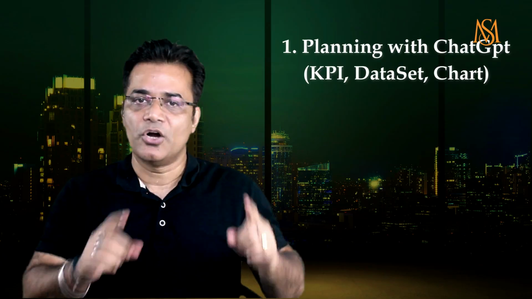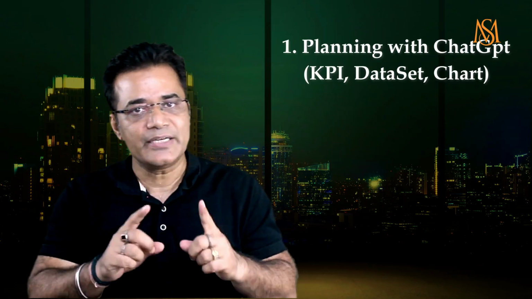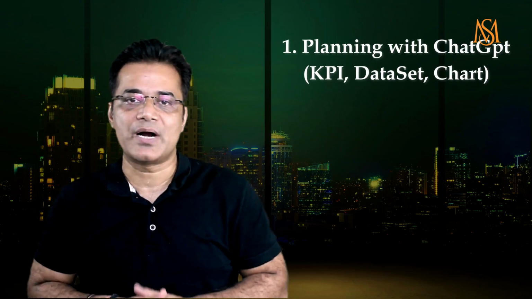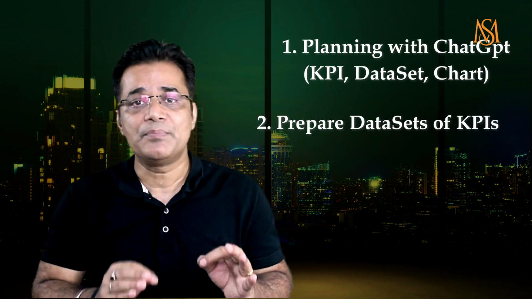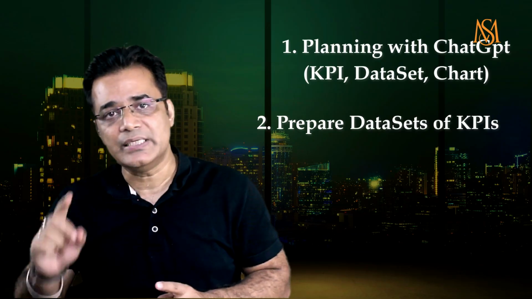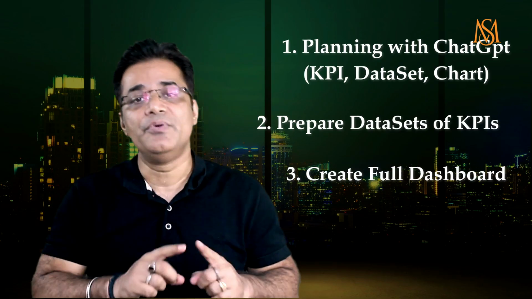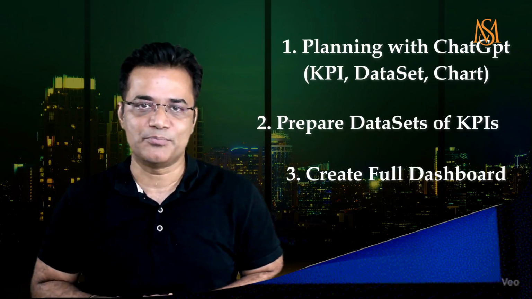So friends, this complete process we will do in 3 steps. First step, we will prepare a complete plan using ChatGPT according to your data, which KPIs, data set, charts and fields are required. In second step, we will prepare the data set according to each and every KPI in an Excel sheet. In third step, we will prepare the complete dashboard.